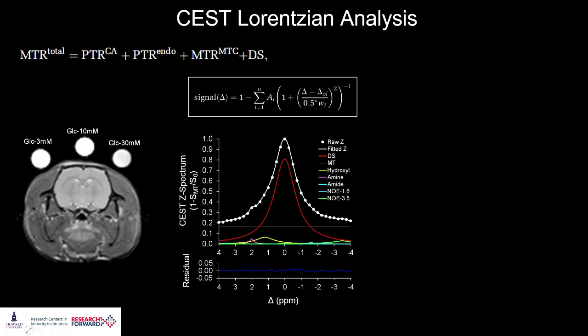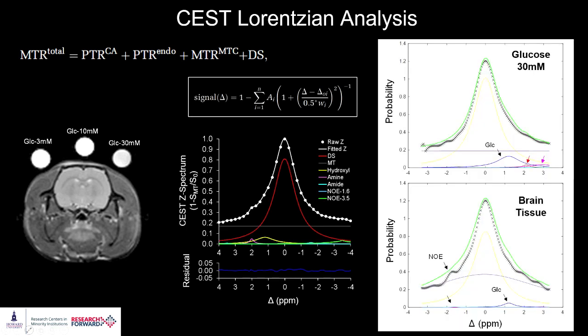In this experiment, we imaged a rat brain with 3 different glucose phantoms and used the Lorentzian analysis to separate the signal from hydroxyl groups, amine, amide, and the multiple NOE groups in the brain tissue. As you can see in the glucose phantom, the majority of signal is from the hydroxyl groups at 1.2 ppm, whereas in the brain we can also see glucose signal but much less, also with the other MTC and the NOE component.